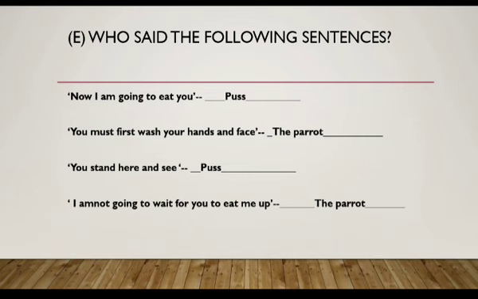As I have told you now, in the coming exam you will be asked to write who said to whom. There you can write like this. Suppose we take the first sentence, I am going to eat you. There you have to write the answer like this: Push said to the parrot. Similarly, next sentence, you must first wash your hands and face. The answer will be, the parrot said to Push. You stand here and see. Here the answer will be Push said to the parrot. And the last sentence, I am not going to wait for you to eat me up. Who said to whom? The parrot said to Push.